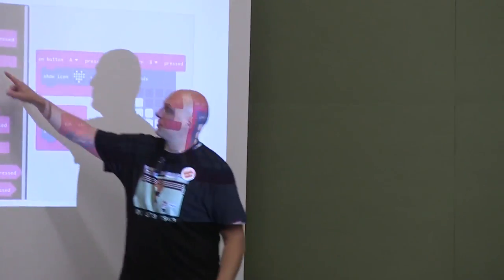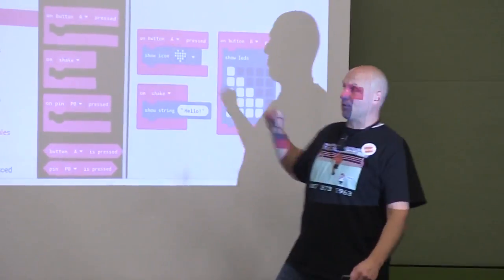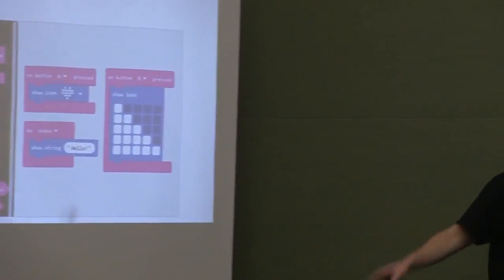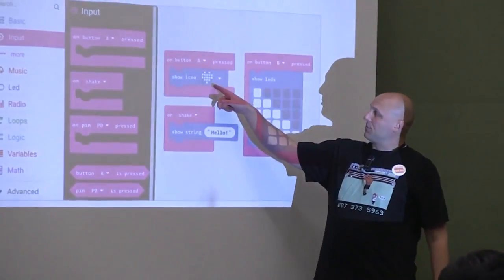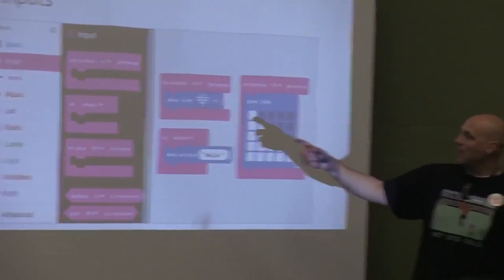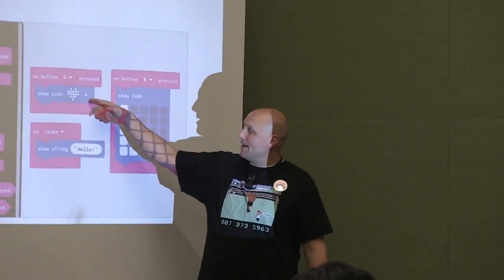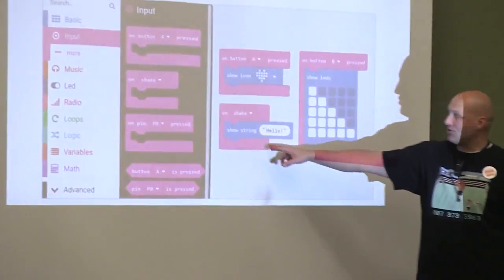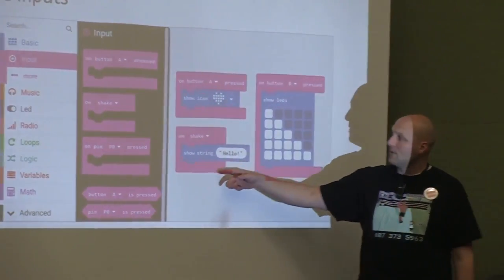But what we just want to focus on for now is let's just drag over this on button A press, because all these buttons work the exact same way. It's just obviously a different input command. And what you can do then is show icon. Underneath there, let's just show an icon. And then we can drag over another input. Let's just do the shake one so you can experiment with that.